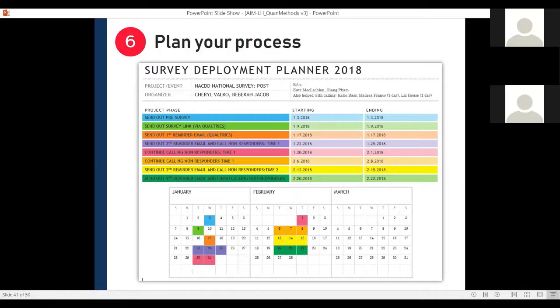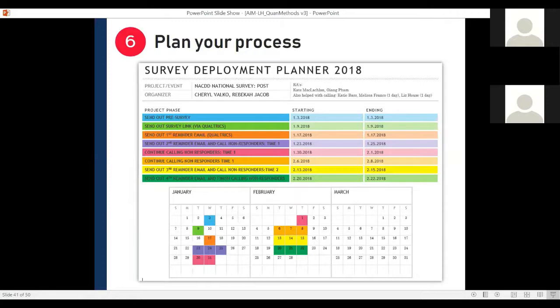And it's also helpful to note important dates. So in this case, we were doing a national survey for the National Association of Chronic Disease Directors. So it was important for us to note if there's government holidays, if there was a national conference that would have affected when participants were there, especially since we're calling people, we want to catch people in their office or whatever. So that can help you as you plan your survey process.